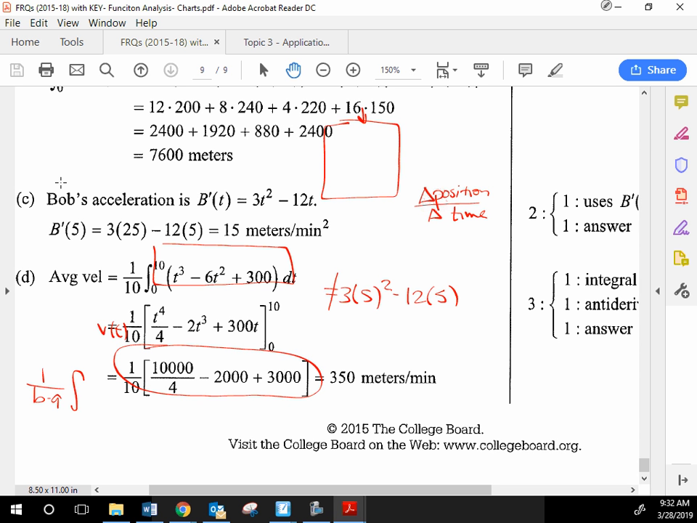Also, let's say you completely botched this up for some reason, you're integrating your acceleration. Don't take the time to erase it, put a big X through it. Anything that's crossed out is not graded. So just put a big X through it and start back over on the other side. Okay, questions with that? Awesome.